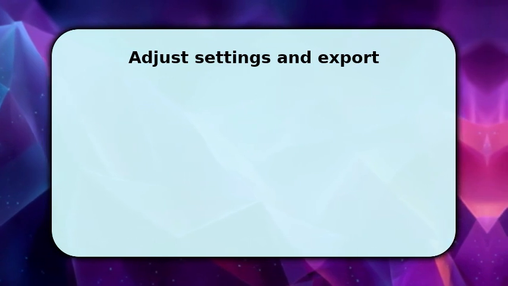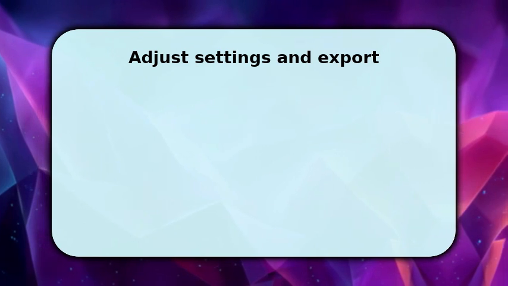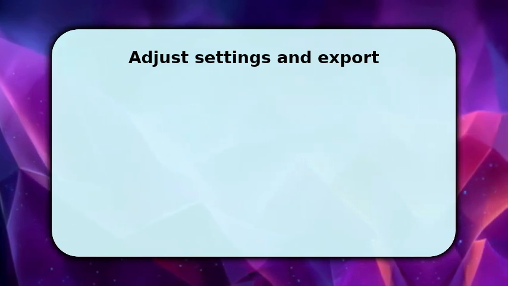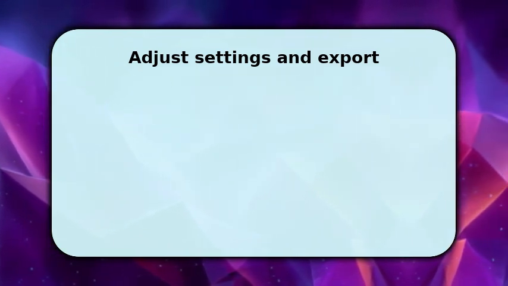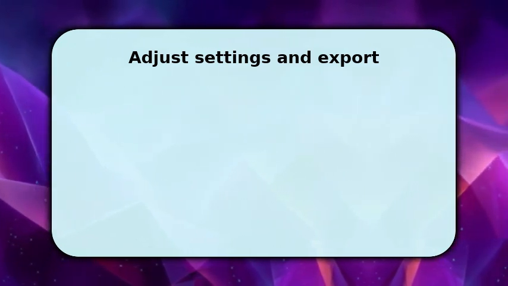Next, set the resolution and choose a quality setting. Higher quality keeps detail but increases file size, so aim for 70–90% for web use. Then use Export or Save As, pick JPEG, and name the file.